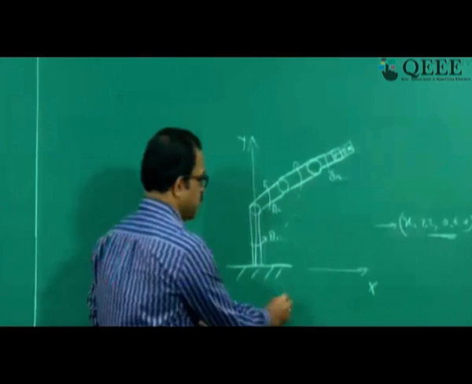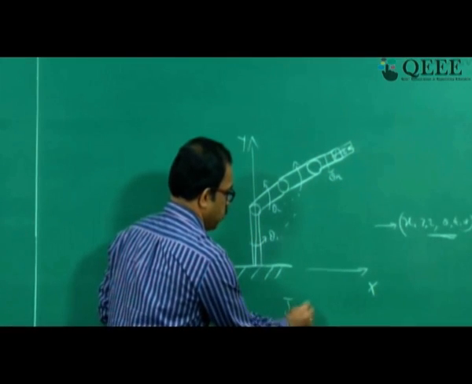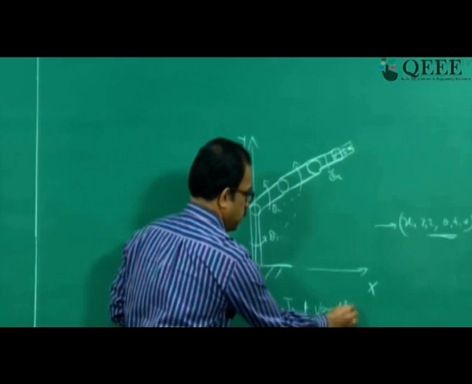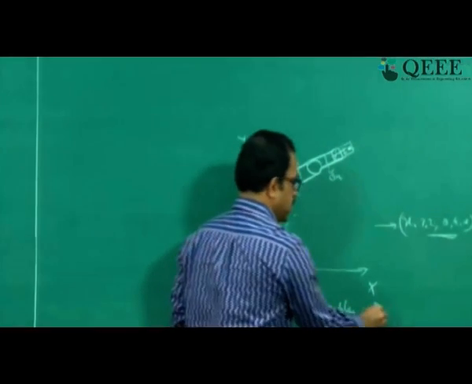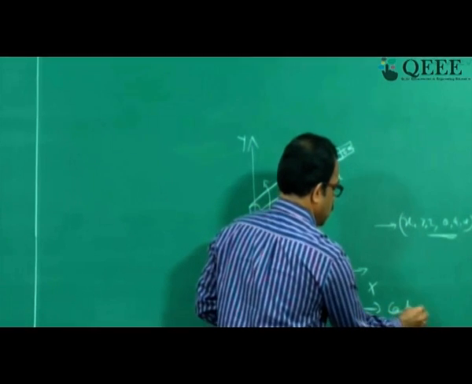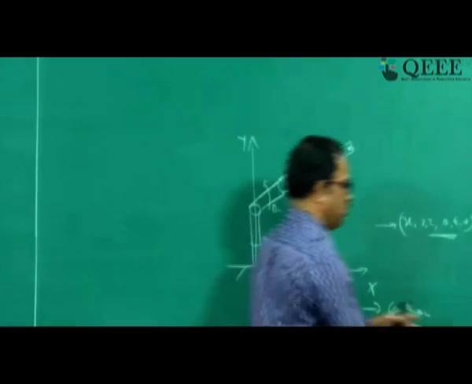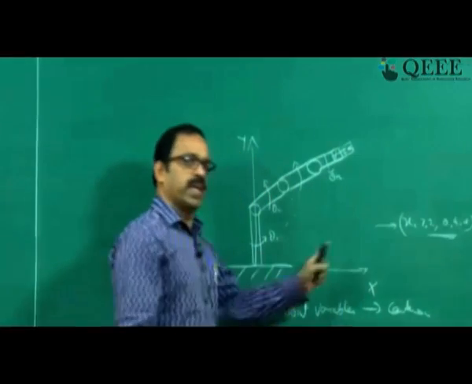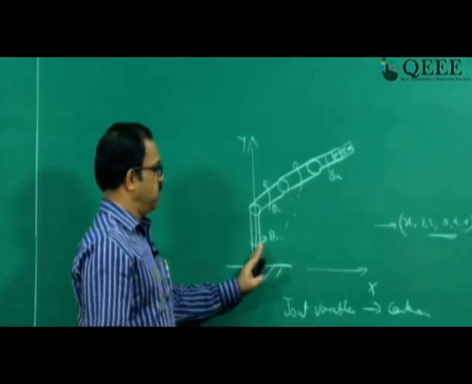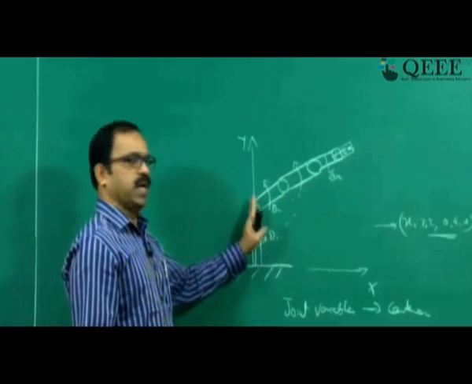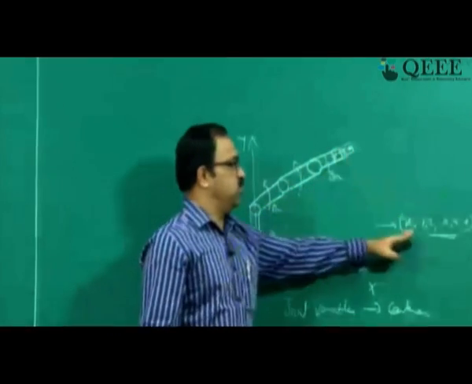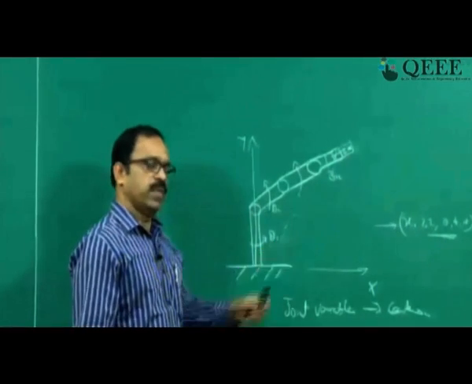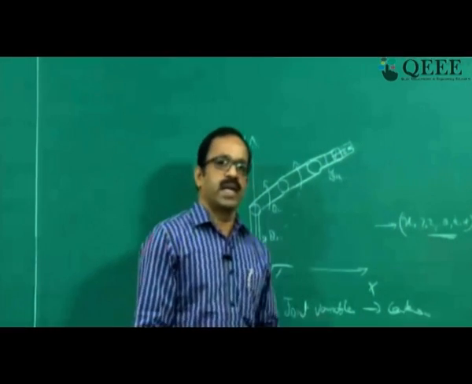We try to map the joint variables to the Cartesian space, and that is what we call the forward kinematic relationship. That is, whenever I change the joint variables theta, the change in the position and orientation of the manipulator needs to be identified, and that is known as the forward kinematics or direct kinematics problem.